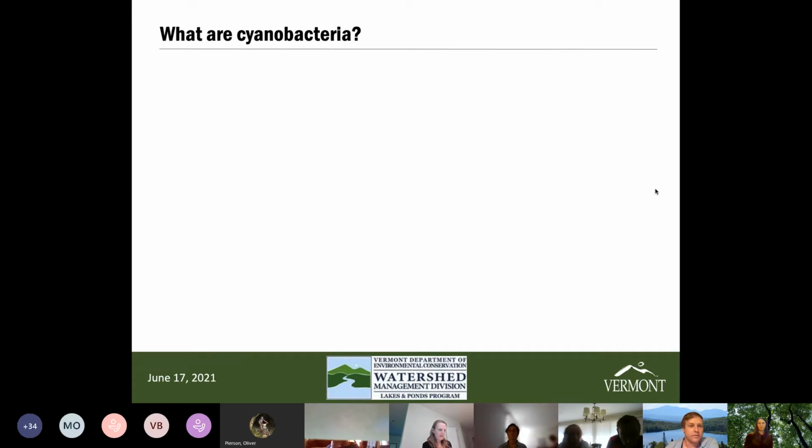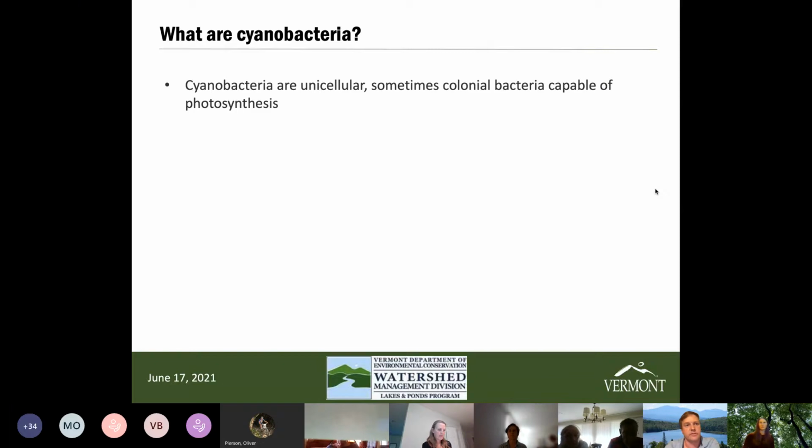So I just wanted to start off with the basics. What are cyanobacteria? Basically, cyanobacteria are unicellular organisms, although they sometimes live in colonies of many cells, and they're capable of photosynthesis. So they're actually the first organisms on the planet that developed photosynthesis, and as such, we can thank them for things like having oxygen that we can breathe.